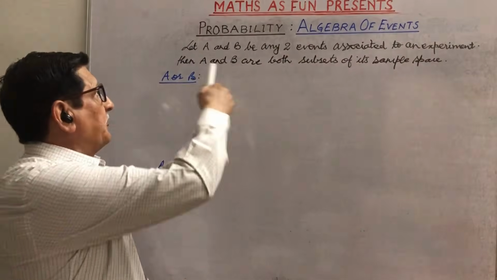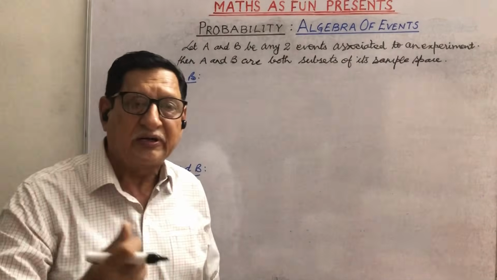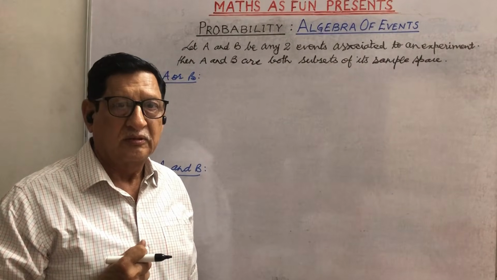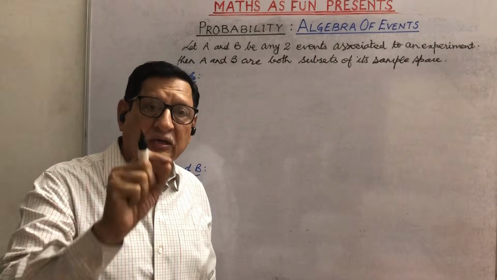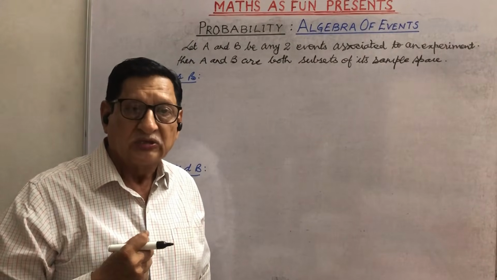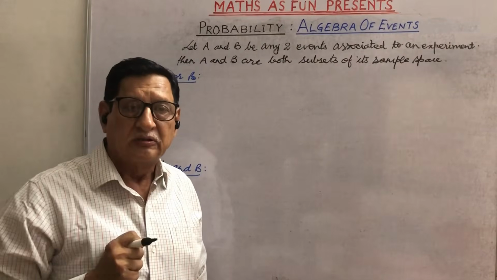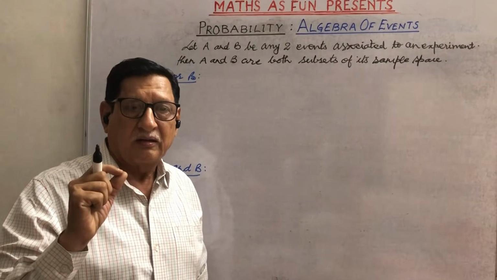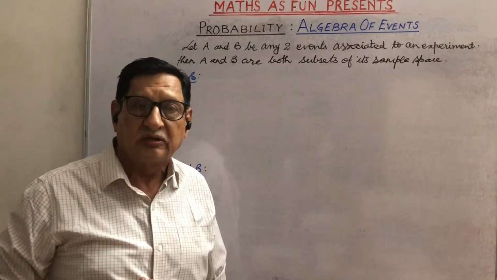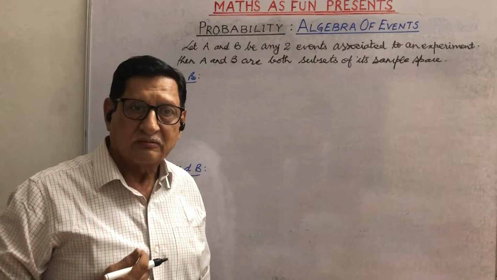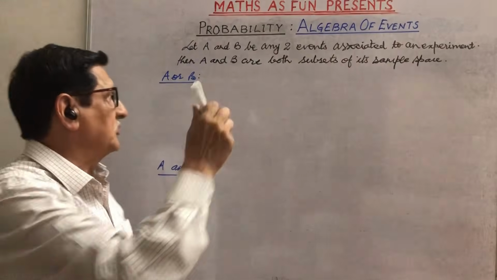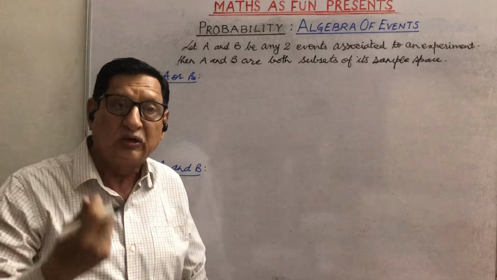It means some calculations regarding the combination of events. Here we see, suppose we have A and B, any two events of an experiment. Then we know that the events or the outcomes are what form the sample space. So every event becomes a subset of the sample space. So here A and B also will be subsets of the sample space S. What type of algebra? What type of calculations? Suppose we are finding A or B. What is the meaning of A or B?